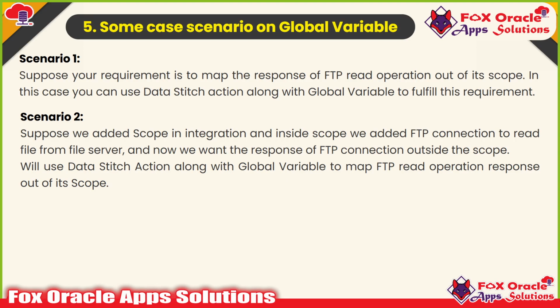For example, we added an FTP connection. That FTP connection helps us read the file from the file server, and its response has multiple data or information coming from the file. With the help of the FTP endpoint we read the file, that file has 10 records, and we want to access all these 10 records outside the scope. That is not possible in this case, which is why we have global variables. We will use a global variable so that, using data stitch, we assign the value to the global variable inside the scope, and outside the scope we can access that value. We are going to learn all that in our upcoming session.